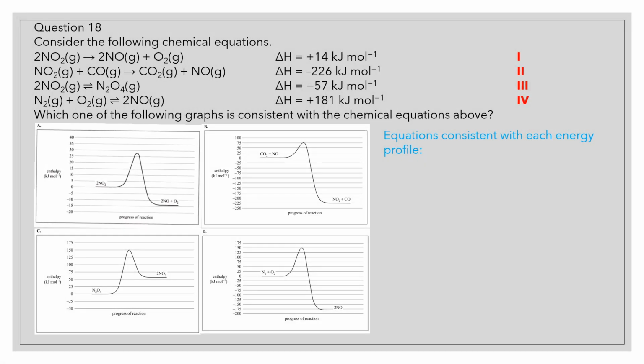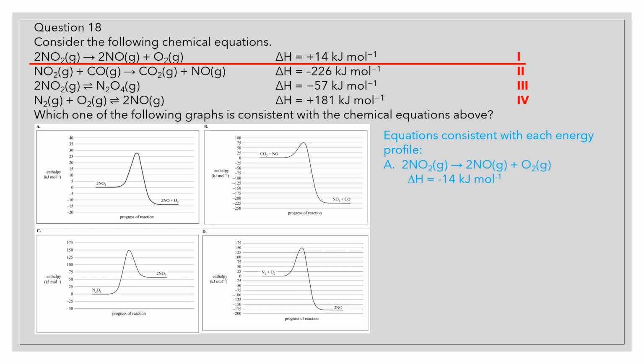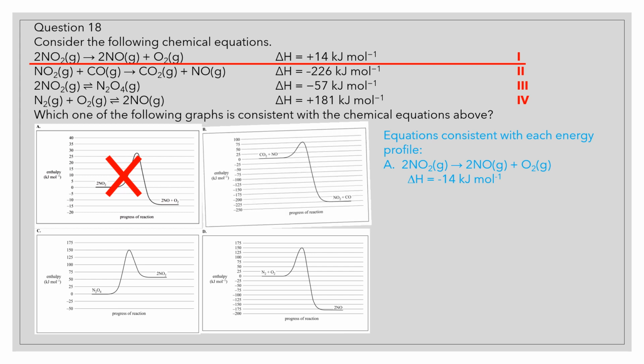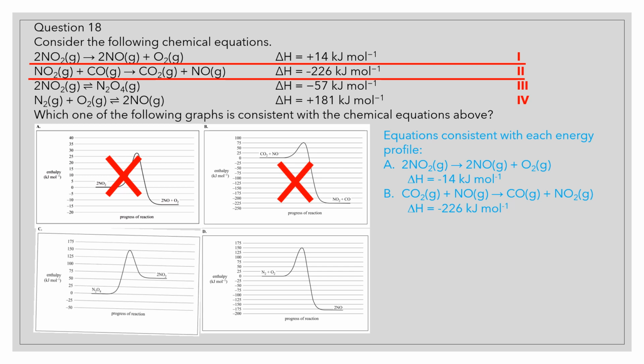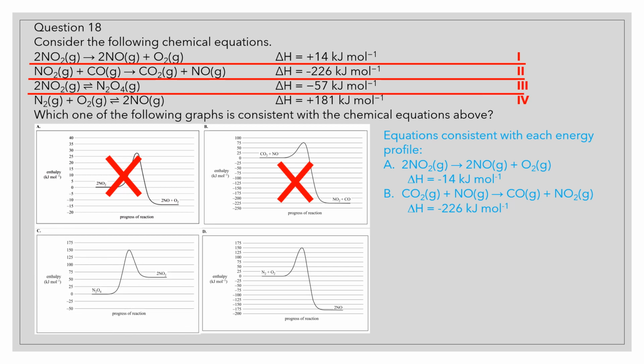A is an exothermic reaction, but the decomposition of NO2 is an endothermic reaction. So, A is eliminated. B is the reverse reaction of number 2. Number 2 reaction is an exothermic reaction, so B should be an endothermic reaction, but it is an exothermic reaction, and B is eliminated. C is an endothermic reaction, which is the reverse reaction of number 3. Number 3 is exothermic. So, C is consistent with the number 3 reaction, and C is a correct answer.